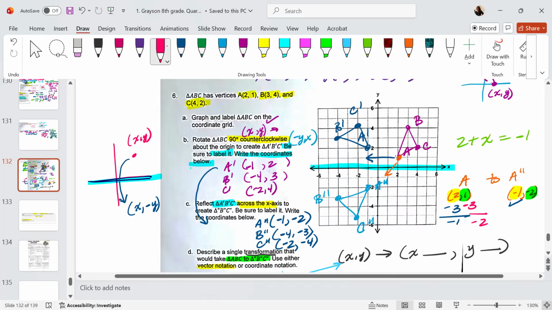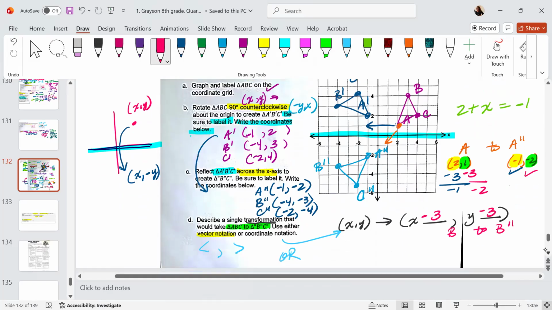1 minus 3 is a -2? Yeah. So it's x minus 3, y minus 3. I want you to check that for b. B to b double prime, and check c to c double prime. Using this equation, does it match? Go check.